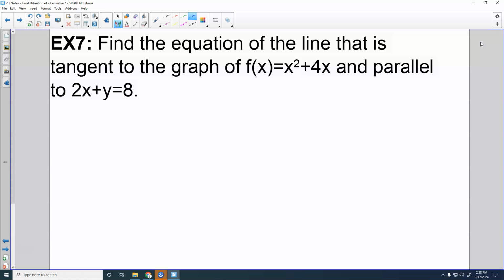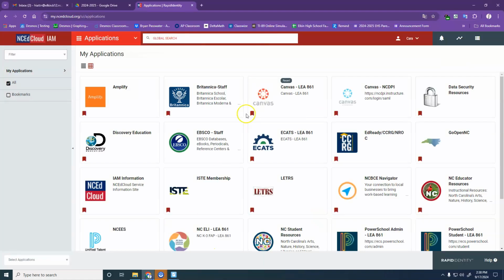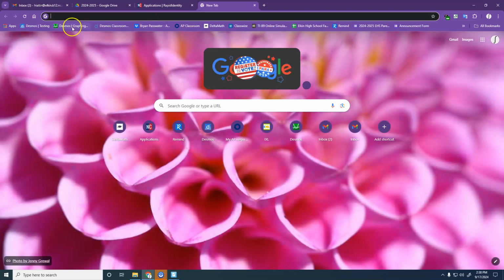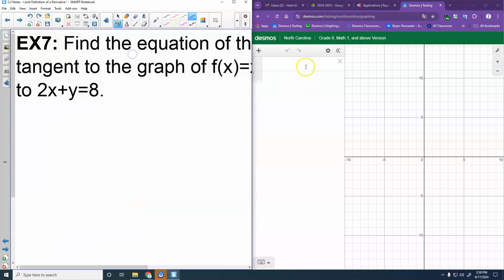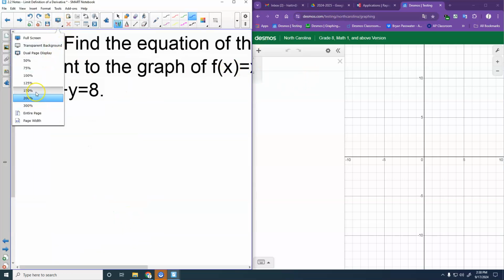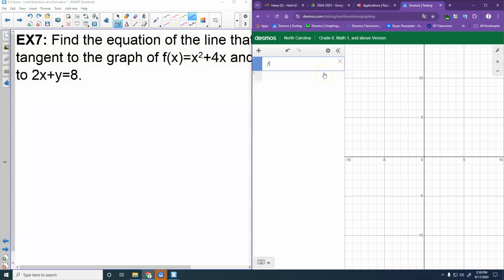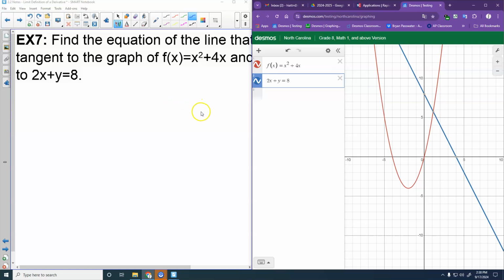Let's see. I know we're not sure if we're going to get to use Desmos or not, but right now we're at least trying to operate like we won't get to use Desmos. So let's look at it anyway, because looking at it graphically sometimes is helpful. All right, we've got f of x equals x to the second plus 4x. So we're looking at this graph, and we're looking for a tangent line that is parallel to 2x plus y equals 8.